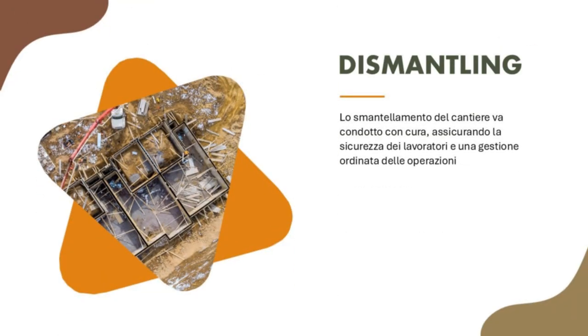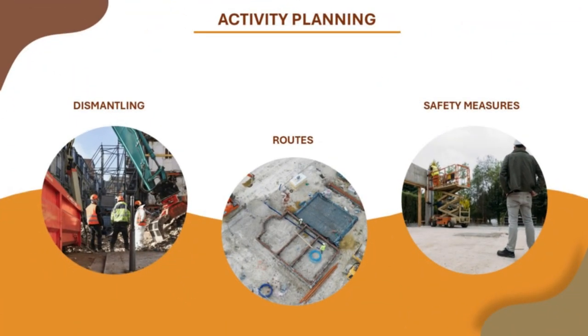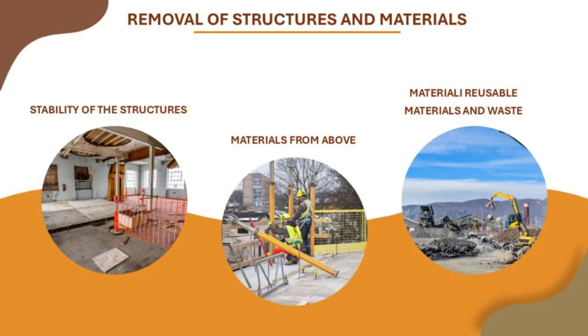Dismantling of the construction site must be carried out with care, ensuring the safety of workers and orderly management of operations. Activity planning. Before dismantling, an operational plan must be prepared that indicates the methods of dismantling temporary structures, the routes for removing materials, the safety measures to be adopted during operations, removal of structures and materials.